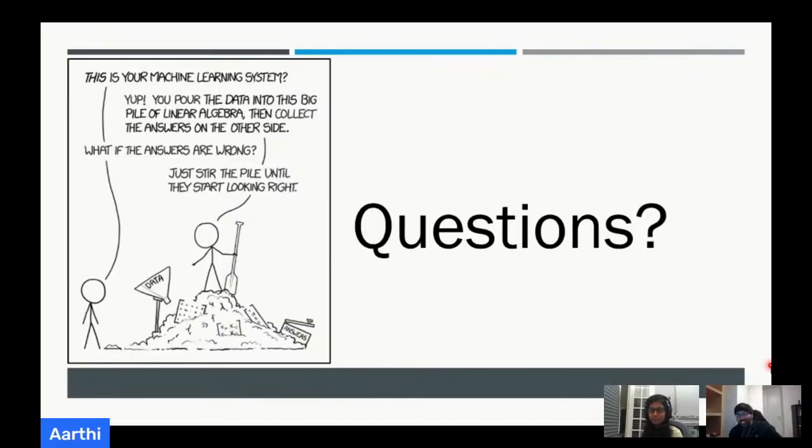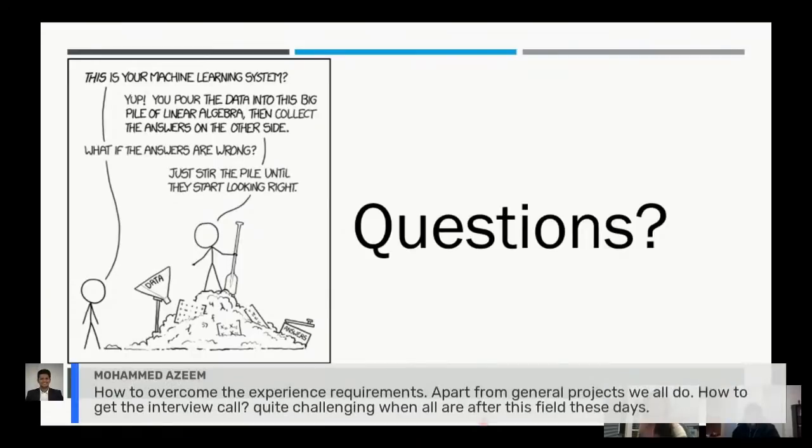Also, there is one more question that we have. This is more on generic terms. Someone is asking, how to overcome experience requirements apart from the general projects we all do? How to get the interview call? Quite challenging when all are after this field these days. Any tips on this?